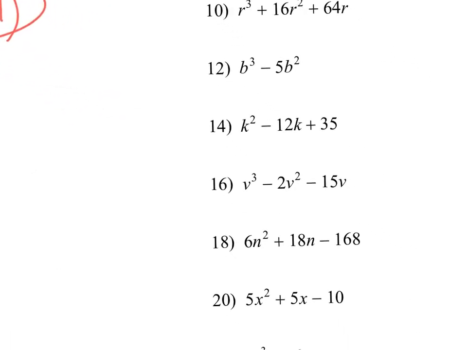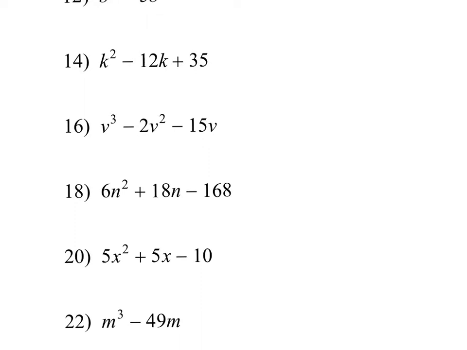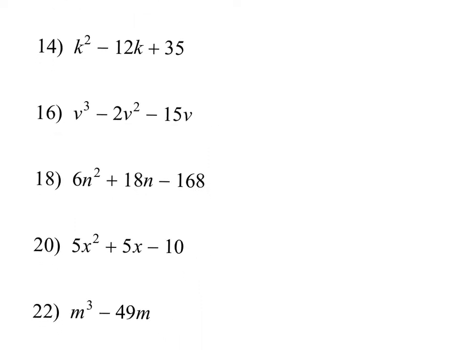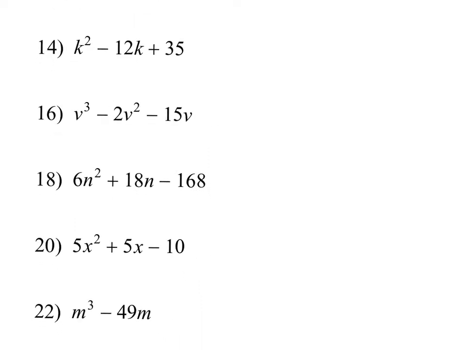Let's go over to number 16. So number 16 here. On number 16, notice we have v cubed minus 2v squared minus 15v. I have a common factor of v that I can take out. So you always want to take out the common factor. Sometimes you can take out a number, sometimes you can take out a variable, sometimes a variable and a number. In this case, then I'll be left with v squared minus 2v minus 15.